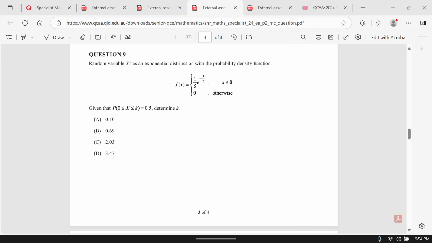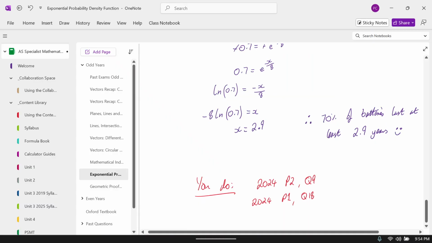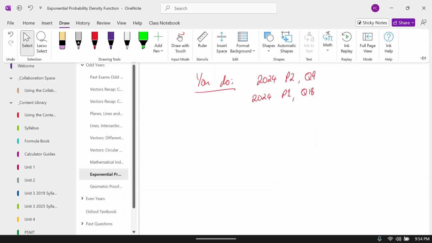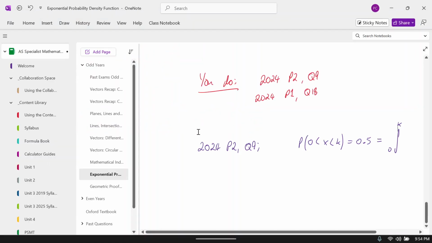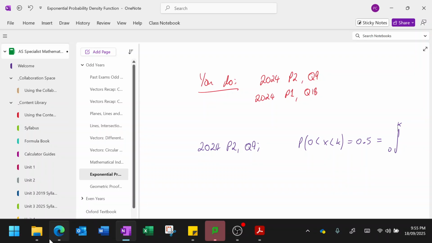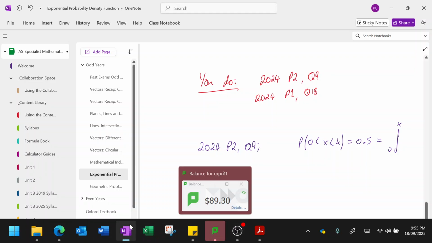Now this is saying that the probability that it falls between 0 and k is equal to 0.5. So that would mean that I'm dealing with 0 up to k, and that function, if I remind myself very, very quickly, is 1 on 5.